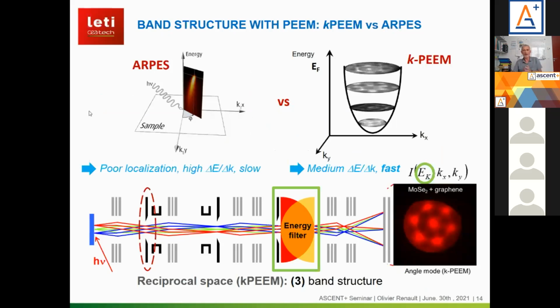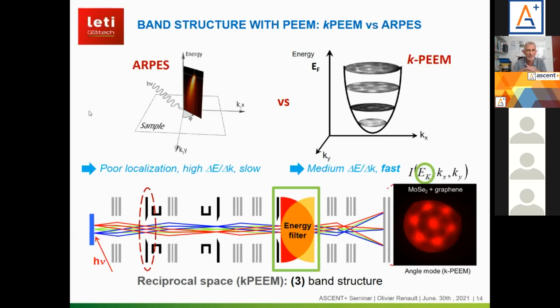Here I'm providing a comparison with ARPES, which is really the initial technique that has been developed since the early times of photoemission for band structure analysis. In ARPES, you are analyzing the reciprocal space by just rotating the sample.